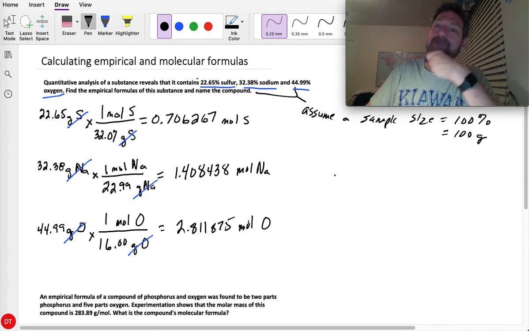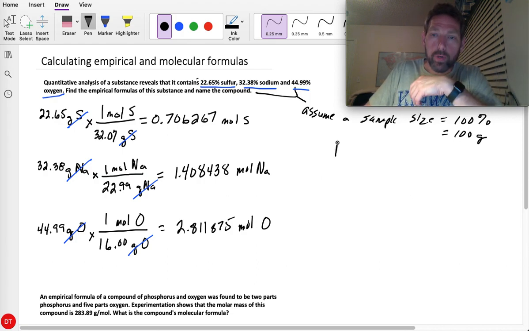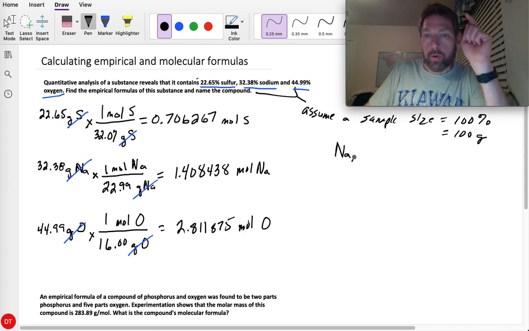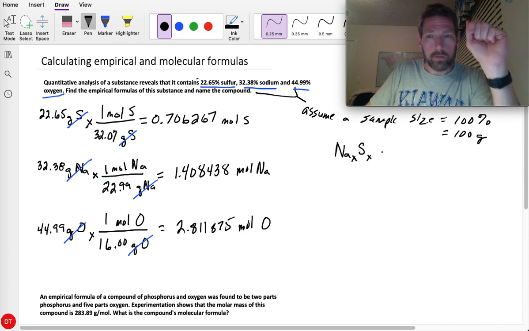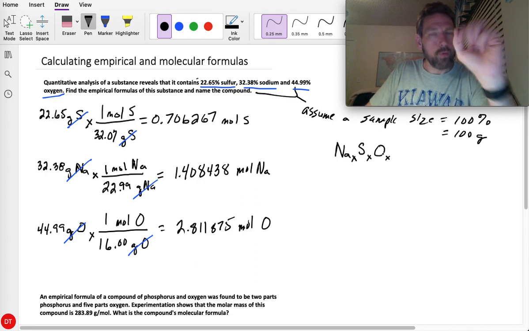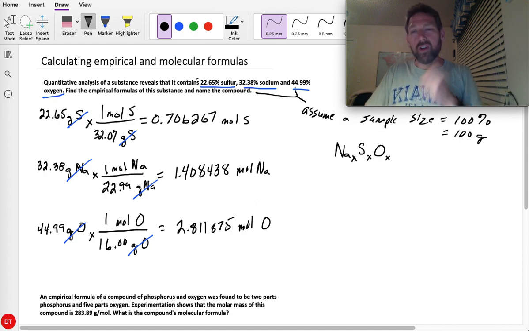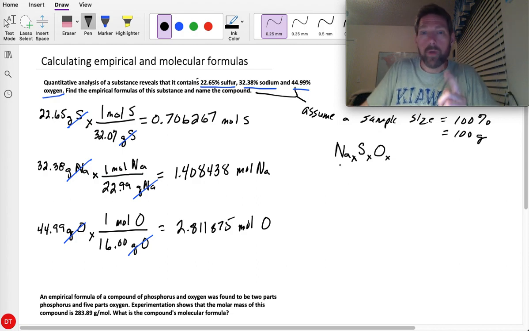So if you think about it, we're going to have sodium, and I'm going to put an X because there's going to be some integer here. And then you should see that sulfur will probably come next. There's an X. And then O next. We don't know what it is. Now, once you do this stuff enough, you can look at it and you can make an educated guess. Right now, we need to figure out what those numbers are. So here's how you do this.